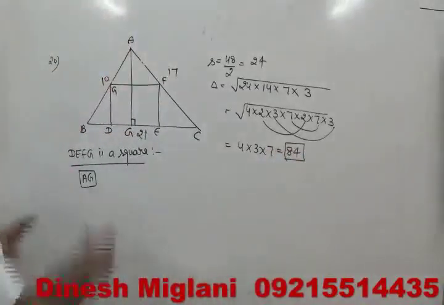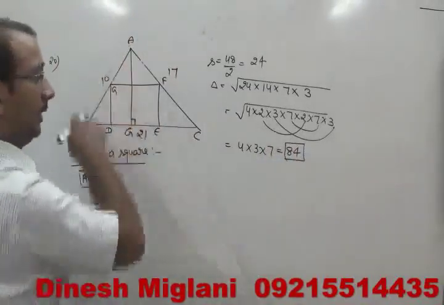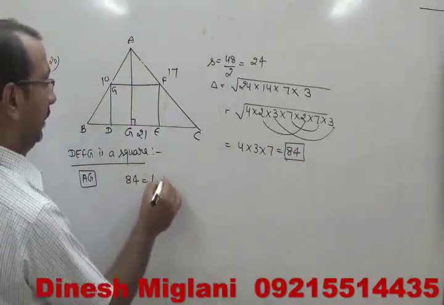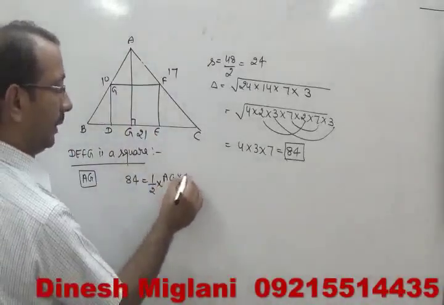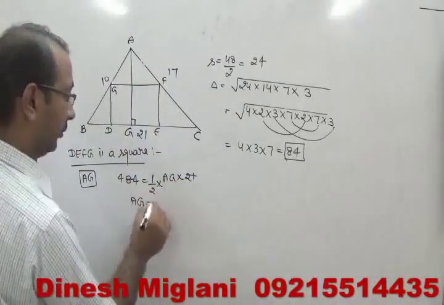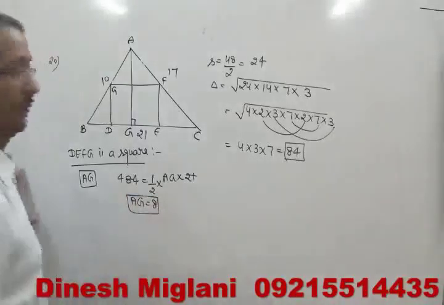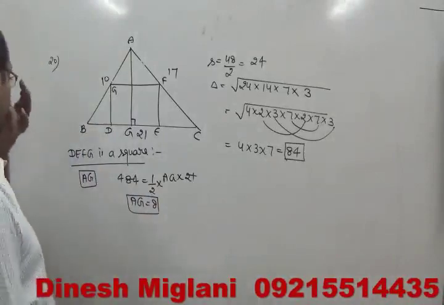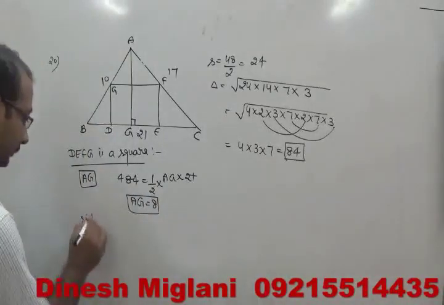The next point, I have to find AG. The area of the triangle, 84, is the same as half into base into perpendicular, right? This will go on 4. So here I can say AG is equal to 8. One thing we have inferred here, AG is equal to 8. Now we can assume that the side of the square is x. Let us say the side of the square is x.